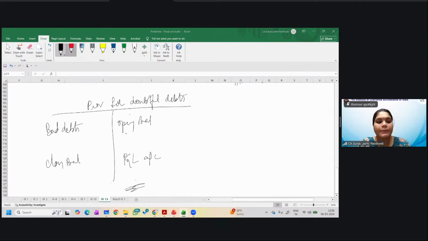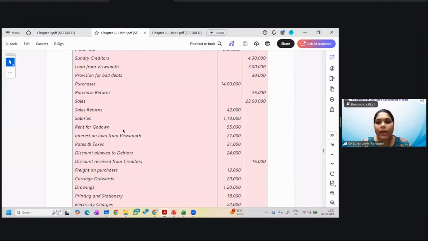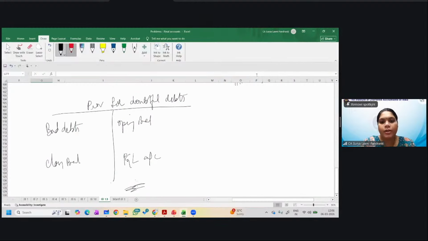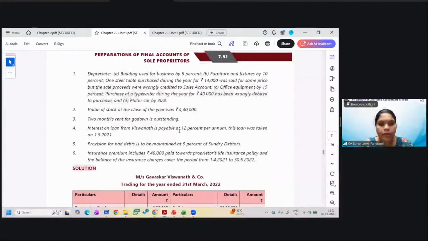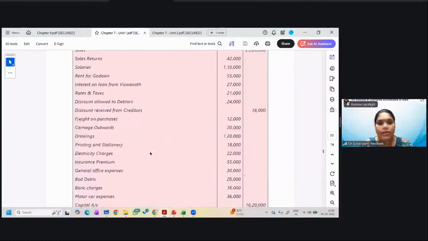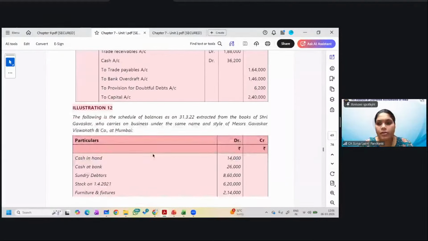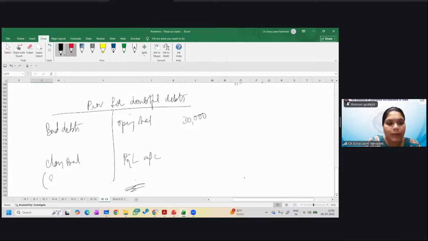What is the opening balance? Here, it is given in your trial balance, which is 30,000. So this will be 30,000. And what is the closing balance? They told it will be how much percentage? 5% on debtors. How much is my debtors? Debtors is 8,60,000, right? So this will be 8,60,000 into 5%. How much is this closing value? Tell me the closing value. Okay, 43,000.